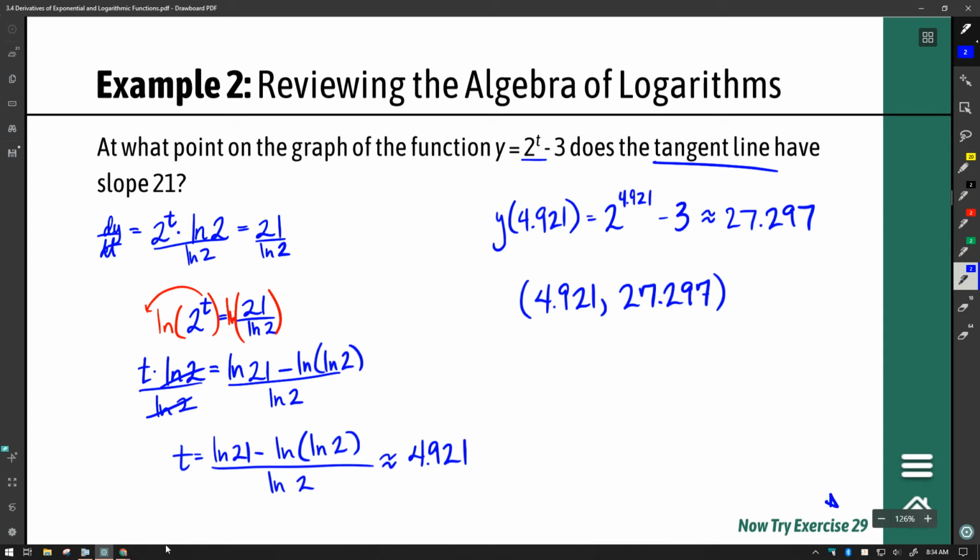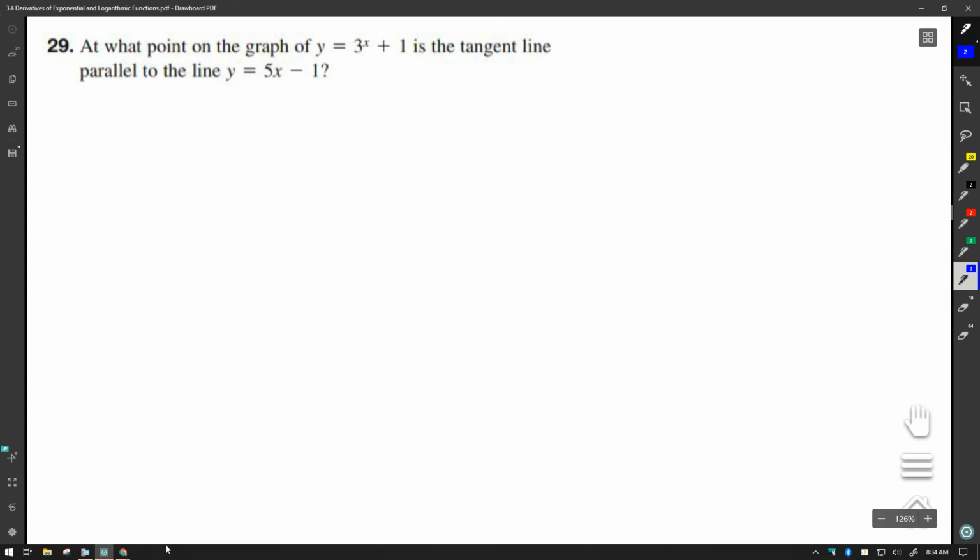All right, let's try exercise 29 before we finish this video. Here it is, a copy paste from the textbook. At what point on the graph of y equals 3 to the x plus 1 is the tangent line parallel to the line y equals 5x minus 1? The first thing we might notice is any line parallel to this line is going to have a slope of 5. The next thing we want to do is look at the tangent slope to this function, y equals 3 to the x plus 1.